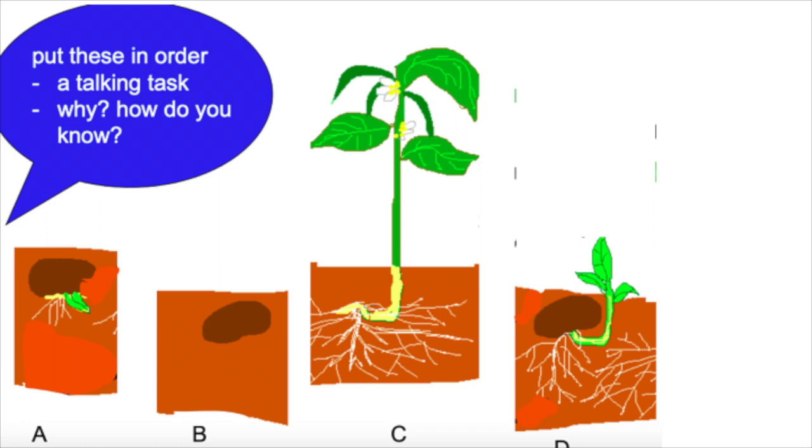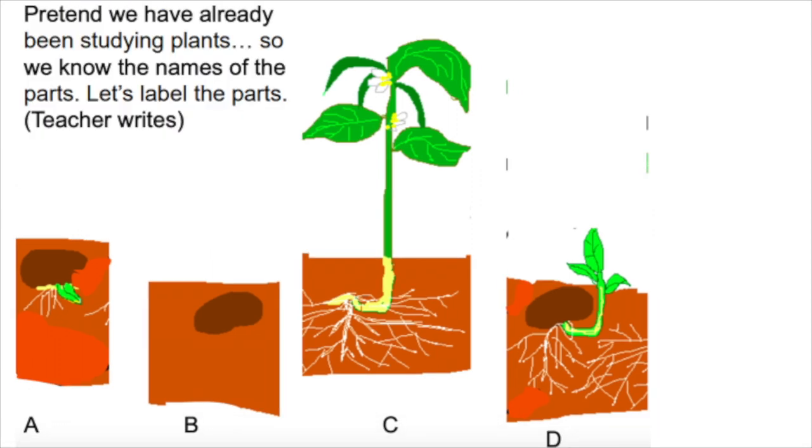Okay, so a task could be whether you allowed them to cut up the pictures and put them in order, or you could just allow them to talk through it. You know, why are they in this particular order? Obviously, they're not in order there. And how do you know? Okay, so they might base their experience on what they've already seen in their own garden. They might be referring to a clip you've just shown them on YouTube. How do they know that they're in the right order?